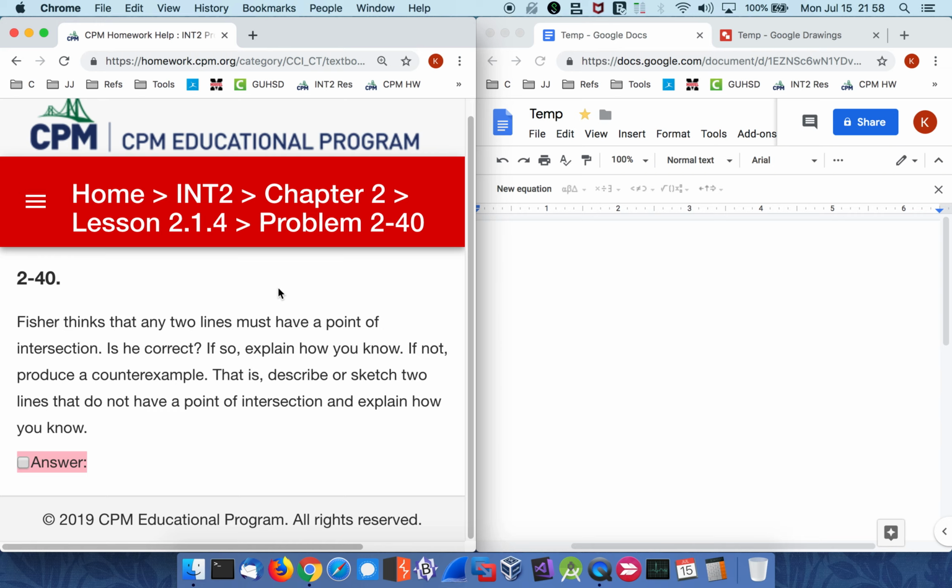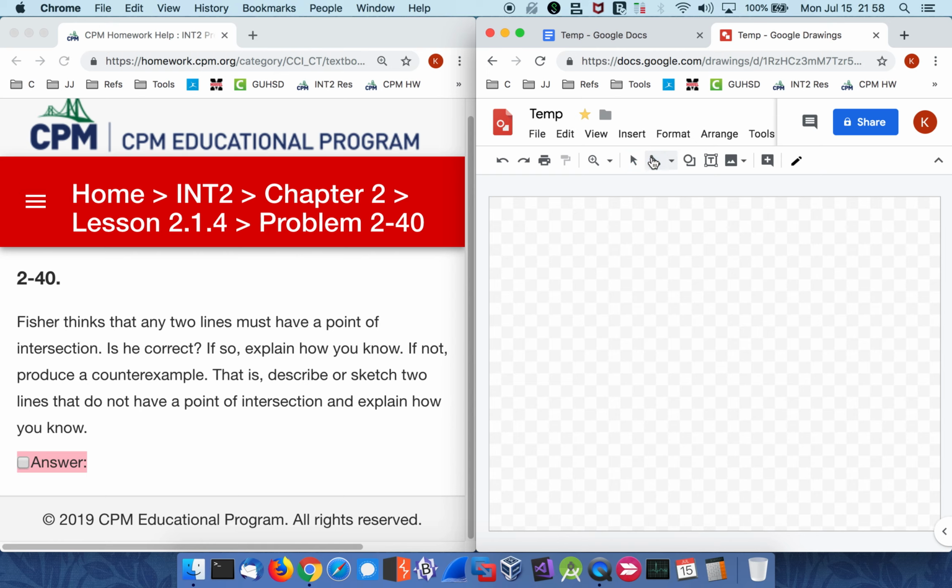Fisher thinks that any two lines must have a point of intersection. Is he correct? If so, explain how you know. If not, produce a counterexample. That is, describe or sketch two lines that do not have a point of intersection and explain how you know.